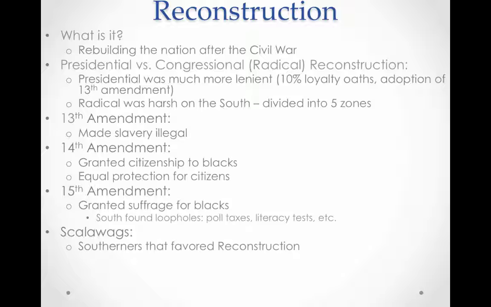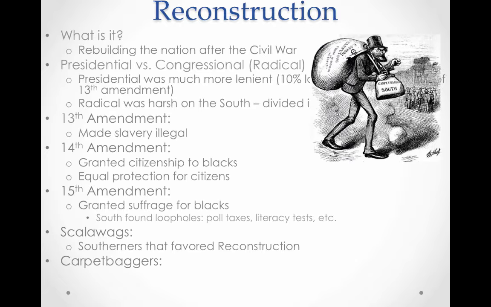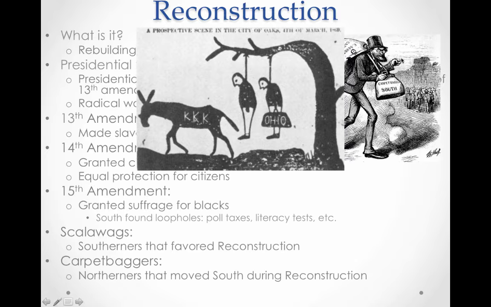Scalawags were Southerners that favored Reconstruction during this time. And then carpetbaggers, we see a picture of a carpetbagger right here. They were Northerners that moved to the South during Reconstruction. And they were terrorized and disliked by the KKK and other organizations that were trying to prevent Reconstruction from happening.